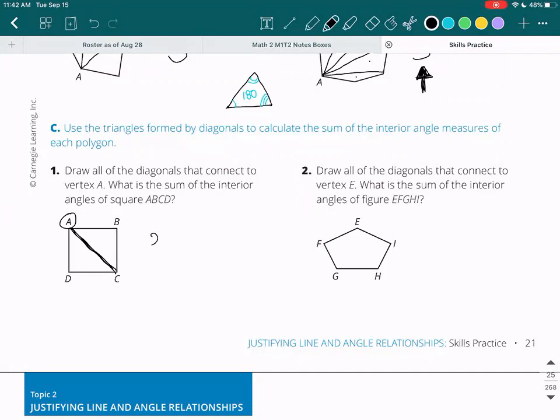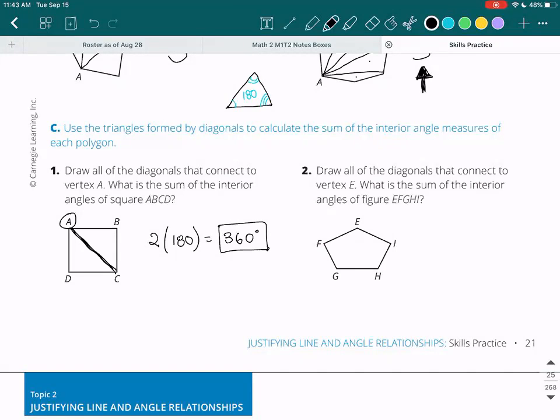2, and then I multiply that 2 by 180. Thank you. And then I get what answer? 360. Perfect. Good job, guys. Good teamwork.